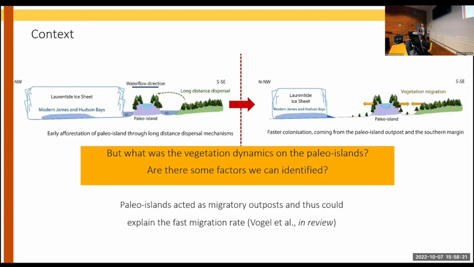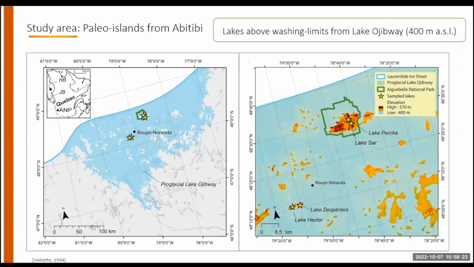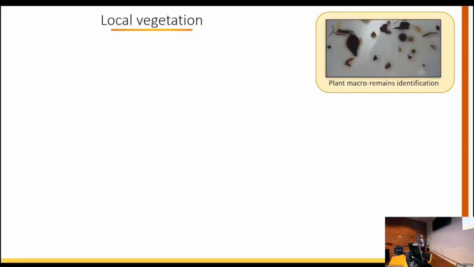So to answer this question, we studied paleo-islands from Abitibi, especially the lake sediment, and we selected lakes that are on such paleo-islands, which correspond to the top of the actual hills. And today I'm just going to talk about one lake here, because I don't have time for more. We performed a multi-proxy analysis with macroremains, pollen, charcoal, and soon DNA. But today, let's talk about the local vegetation.